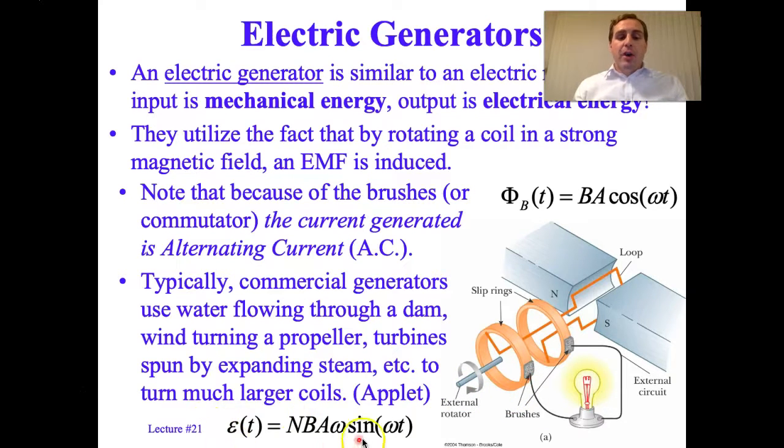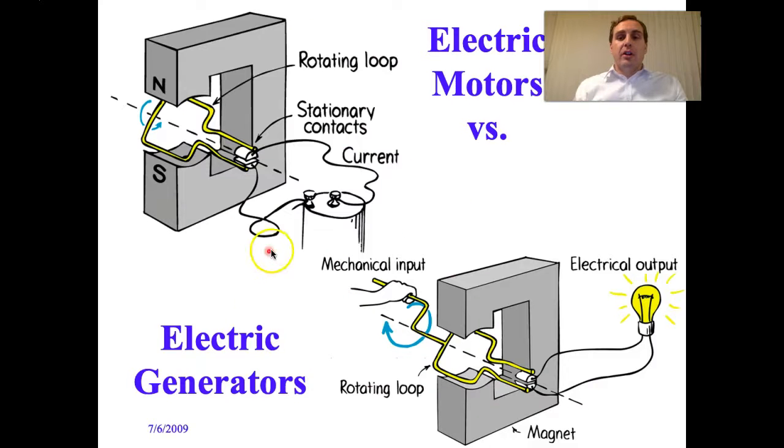And here is the equation for the EMF generated by an electric generator: NBA omega sine omega t. It's the number of turns or coils, times magnetic field strength, times the area of a loop, times angular velocity, which is the same as angular frequency, times sine of omega t. This sine of omega t just bounces between 1 and -1 and makes the EMF alternate in time. If the EMF alternates in time, and there's any resistance, then the current alternates in time. So we call this alternating current.